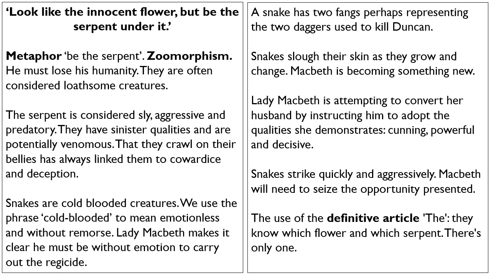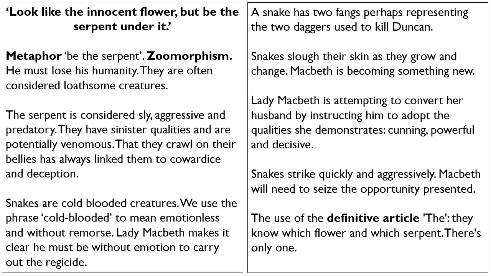They're considered to have sinister qualities, and many snakes are venomous. They crawl on their bellies, and this has also linked them to cowardice and deception. So Lady Macbeth recognises it's a cowardly act. He's going to need to embrace that, though, if he's to do what he needs to do. And the idea of him being venomous reminds us of the deception and the backstabbing nature of this.